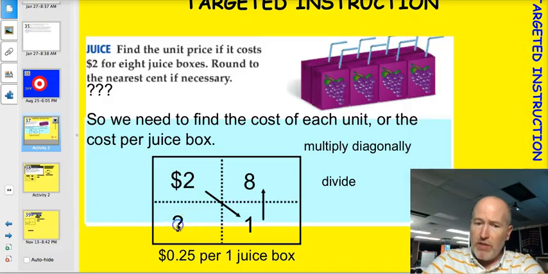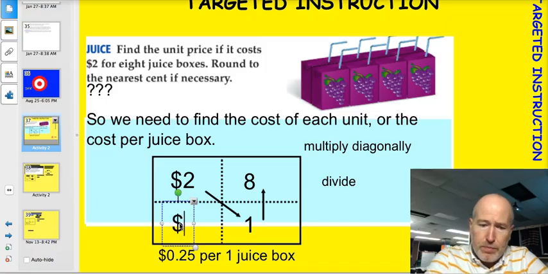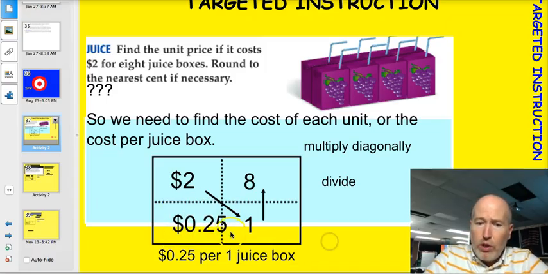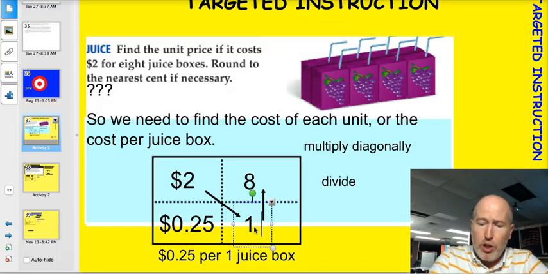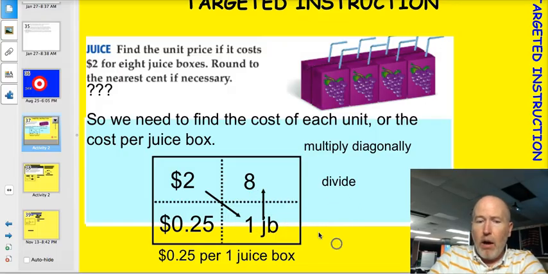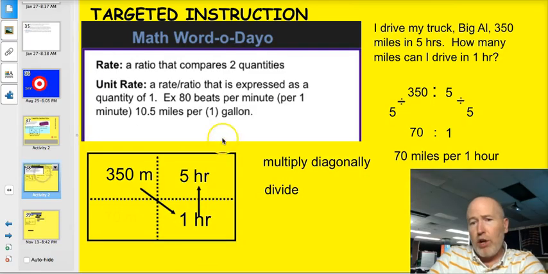So you put the 25 down here in place of the question mark. And you also have your answer then. It's 25 cents per 1 juice box. I'll just put JB down there. Got it? All right, let's take a look at this a little more carefully.